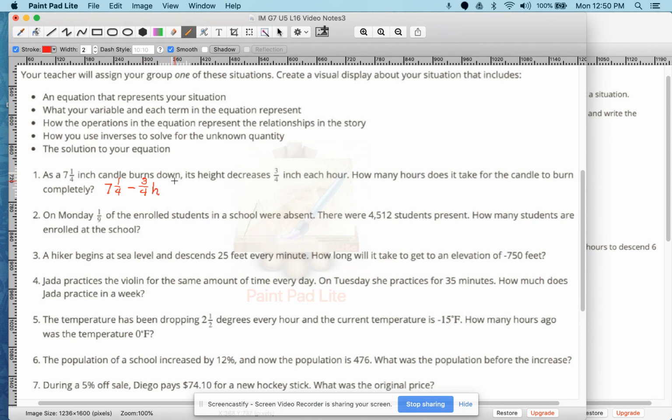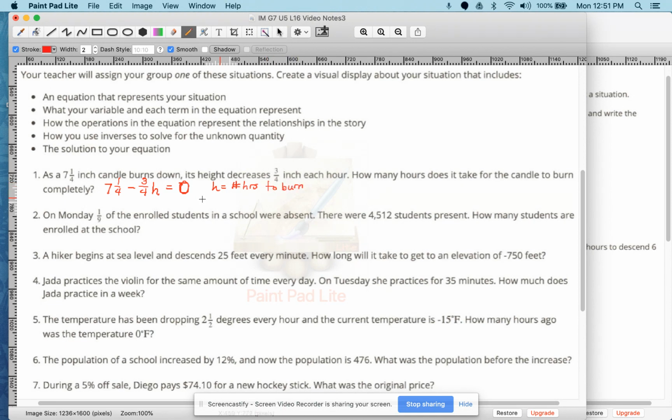And we want to know how many hours it takes. So that equals something we don't know, right? Or 0. This is going to tell us when it burns down completely. So there's our equation. Next, they want what does your variable in each term represent? So our variable is H, and that represents the number of hours it will take to burn.